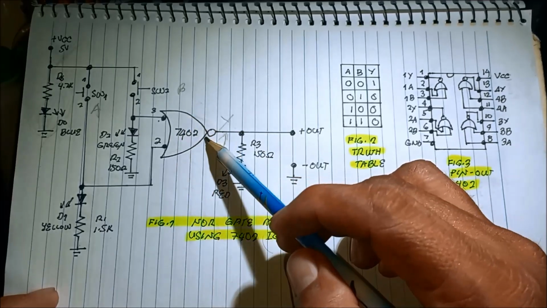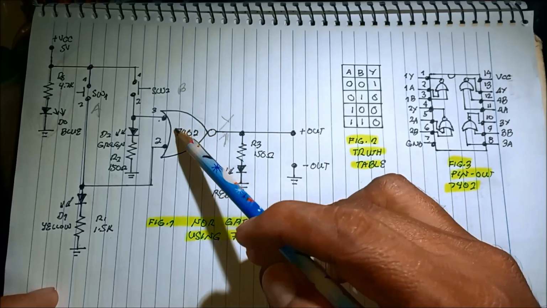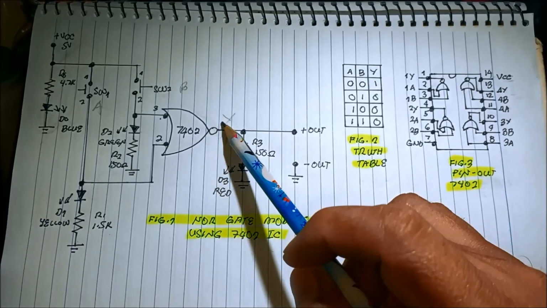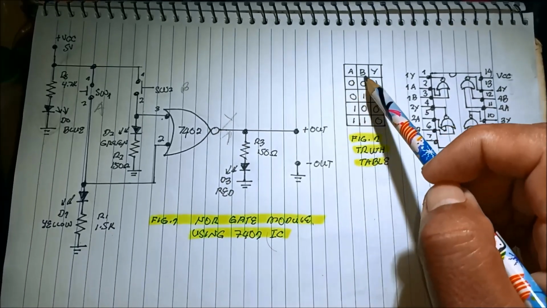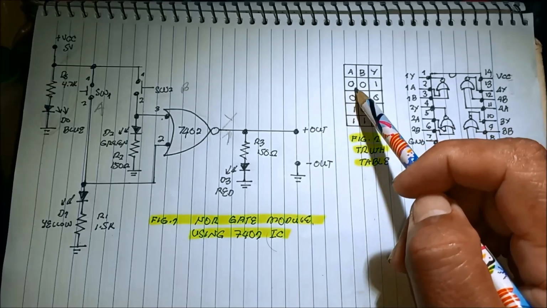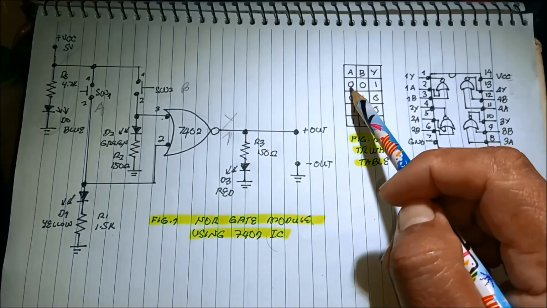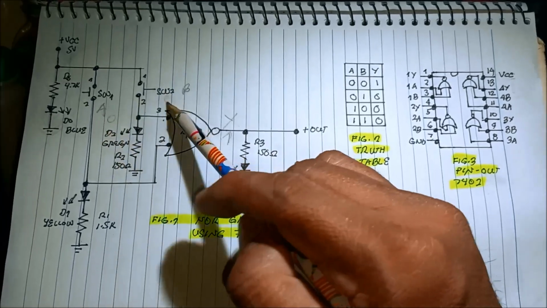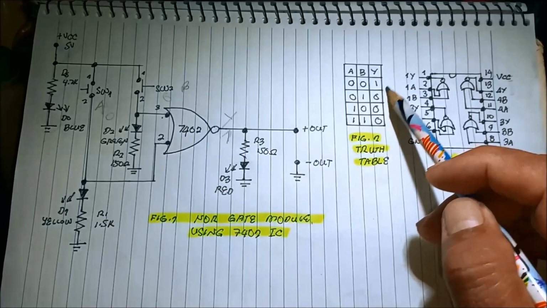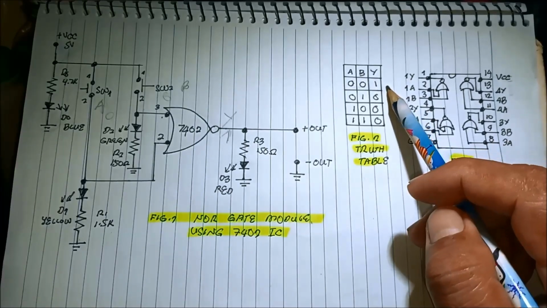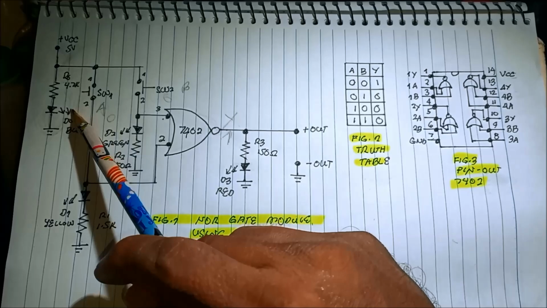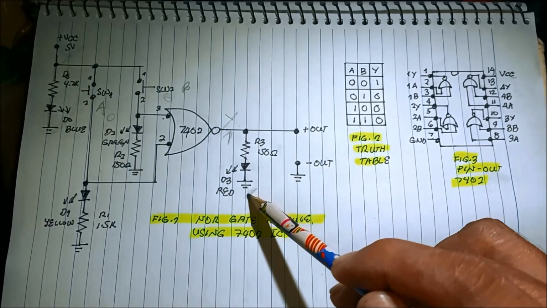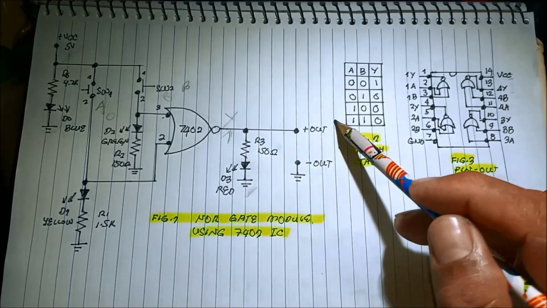Our symbol looks like an OR gate with a bubble. And then for the truth table, if we have 0, 0, it means we are not pressing the switch. 0, 0. So there is an output. Initially, once we power on the circuit, the LED turns on, this red LED. This is the output side.